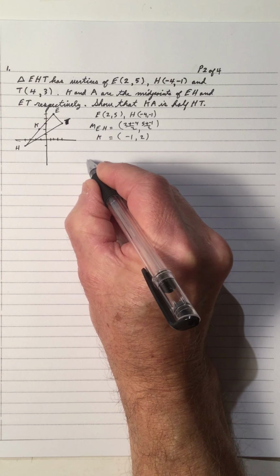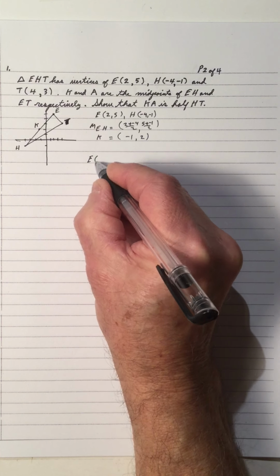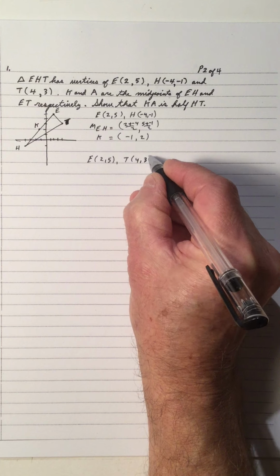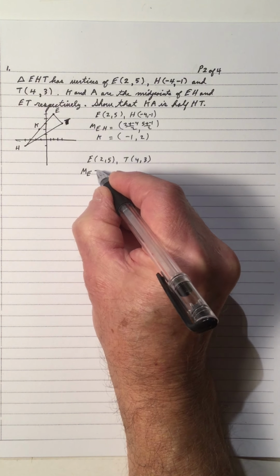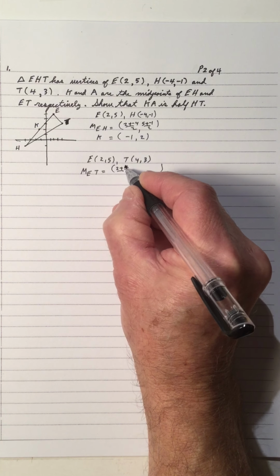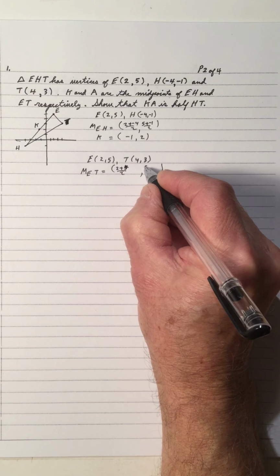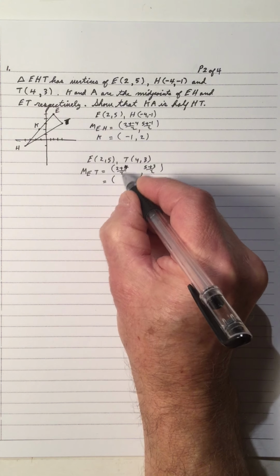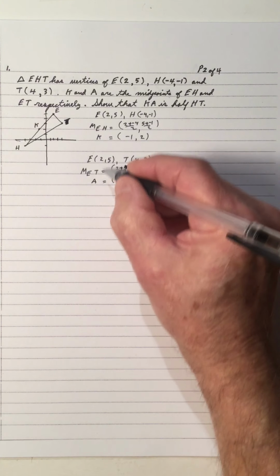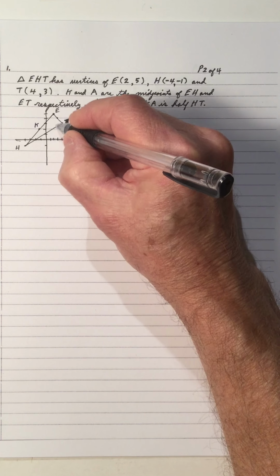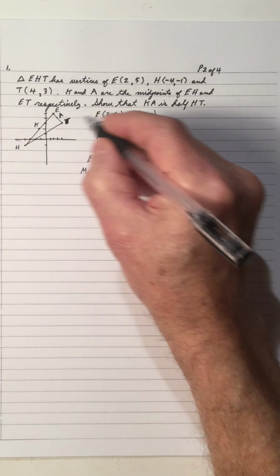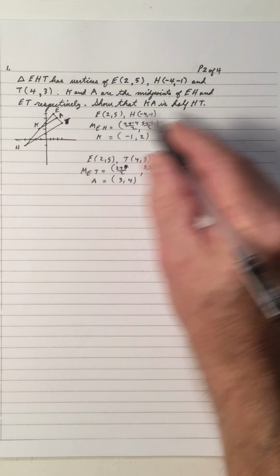Now let's get the midpoint of ET. E is (2, 5) and T is (4, 3). Again, we add up the x's and divide by 2, and add up the y's and divide by 2. 6 over 2 is 3, 8 over 2 is 4. So that's A, the midpoint of ET. A is (3, 4). So there's A. It says to show that this segment KA is half of HT.